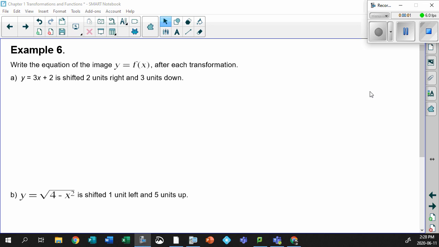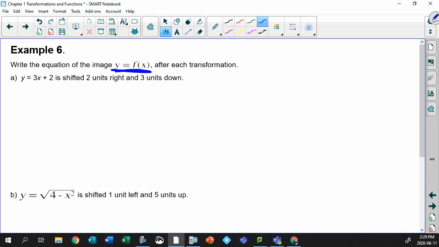So let's take mapping notation and replacement notation to the next level. This is what this podcast is all about. Watch this, this is cool. It says write the equation of the image after each transformation. Well, this becomes really, really cool. Watch. This one says we're going to be shifted 2 units to the right.